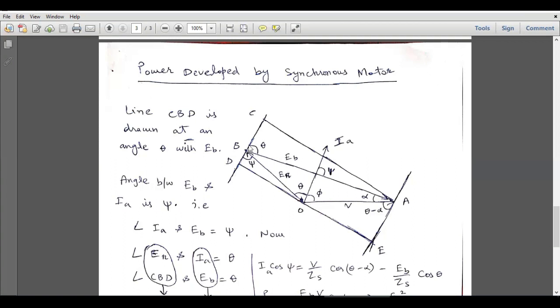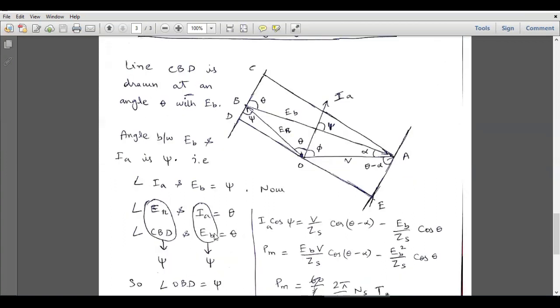Now we have to draw a parallel line AE. So this vector AE is parallel to the vector CBD, and now this angle is equal to psi. So the angle between CBD and the reactance voltage ER is also equal to psi. Why are these two angles the same? Line CBD is drawn at an angle theta with EB. The angle between EB and IA is psi, that is, the angle between IA and EB is equal to psi.